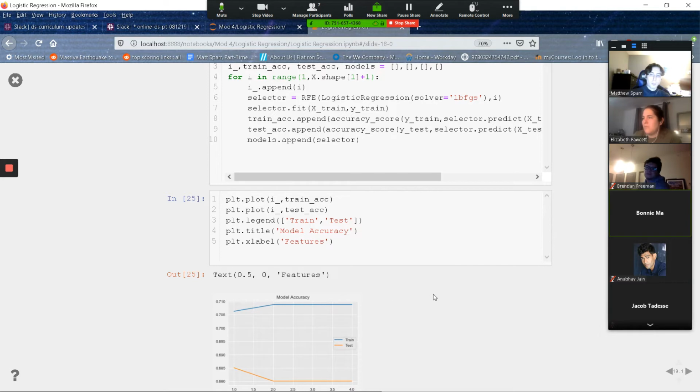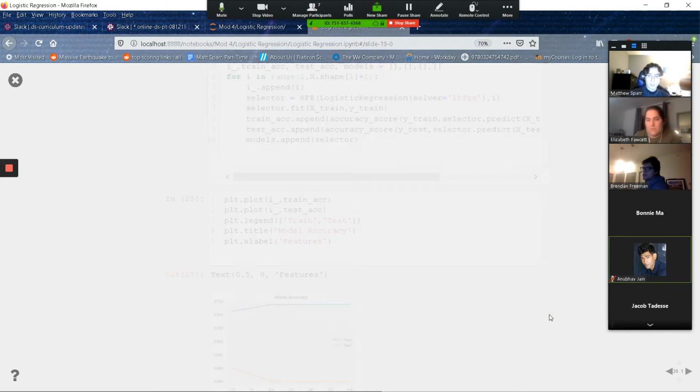So can someone tell me how many features you think we should select for this? Yep, that would probably be the way to go. So we can go ahead and select 1 then.